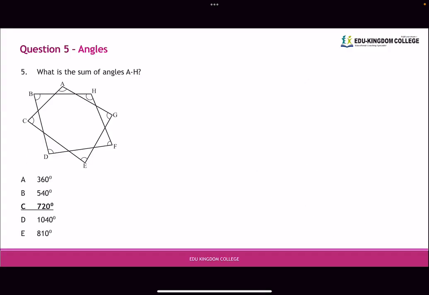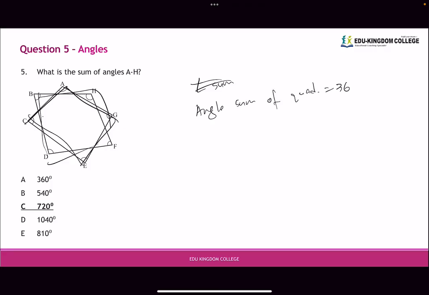Question 5 is pretty easy. Okay, we're just adding up all the angles. So we have 2 4-sided shapes here. Okay, and the angle sum of any 4-sided shape or quadrilateral, the angle sum of a quadrilateral equals 360 degrees. We have 2 of those, so we should get 720 degrees as an answer.